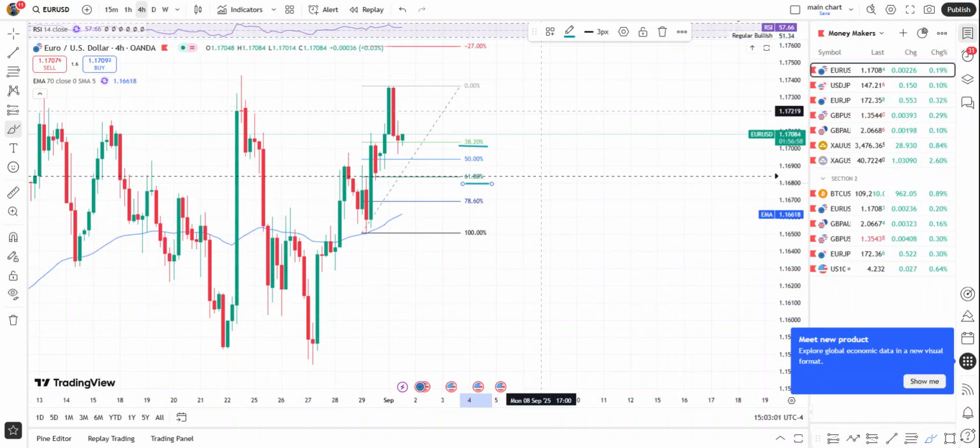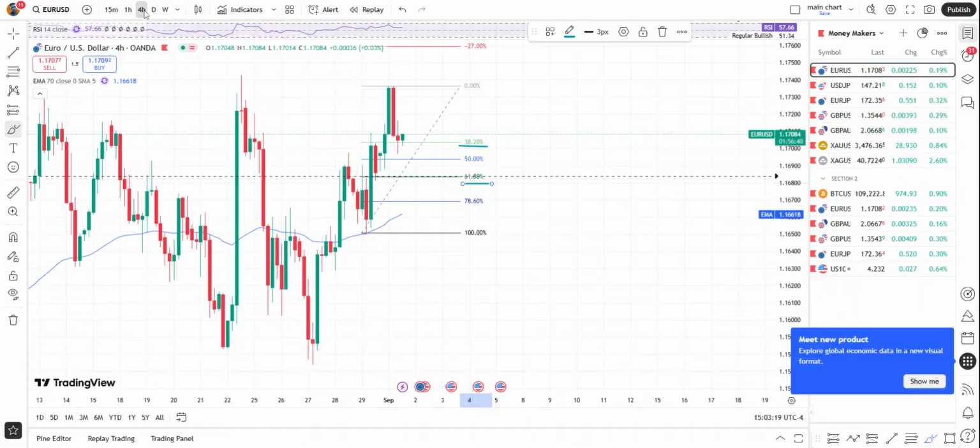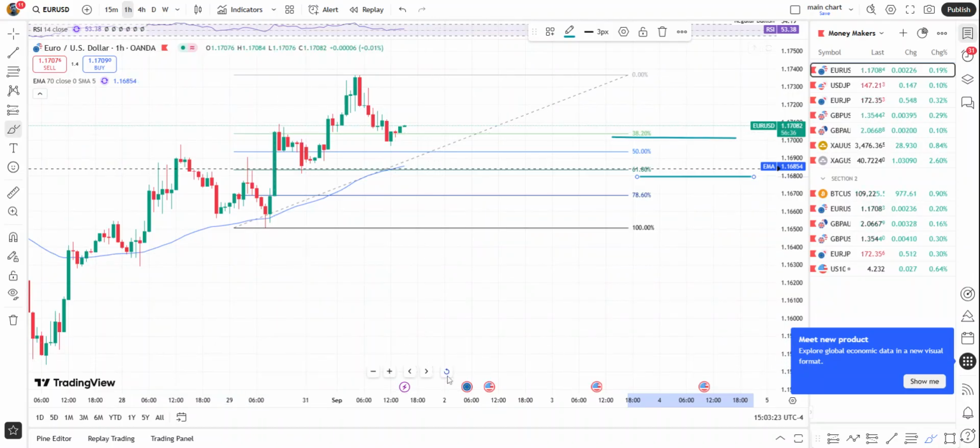And if you're intermediate or you know a little bit about TradingView, you might notice that I have an alert set up right here. This dotted line right here is an alert set up at the 61.8 level, because that's where I will be putting my buy limit. And the reason for that is when you go on the 1 hour time frame, right?